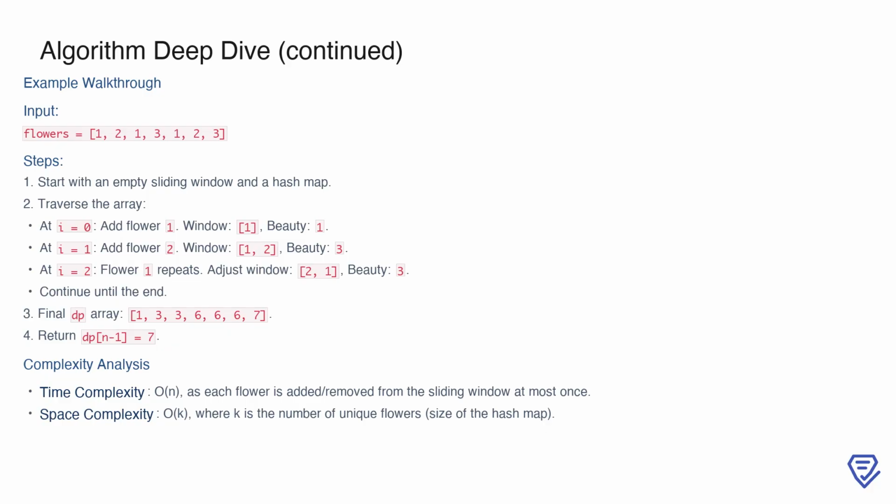Analyzing the complexity, the algorithm runs in O(n) time, as each flower is added or removed from the sliding window at most once. The space complexity is O(k), where k is the number of unique flowers, determined by the size of the hash map. This ensures the solution is both efficient and scalable for large inputs.